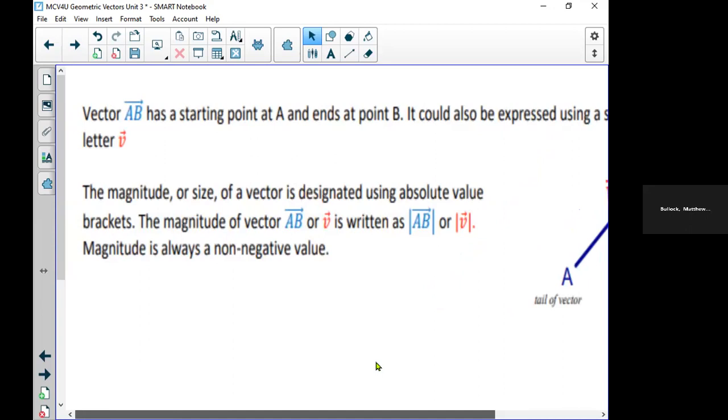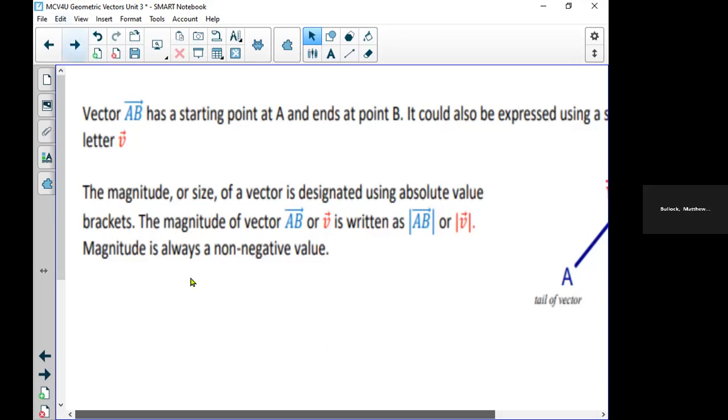Okay, and the reason we use that is because we're talking about magnitude. So magnitude or length is always a positive value. When we're talking about a vector length or its magnitude, we have to make sure we're using the appropriate notation for that. So it's always a non-negative value. Always a positive distance.